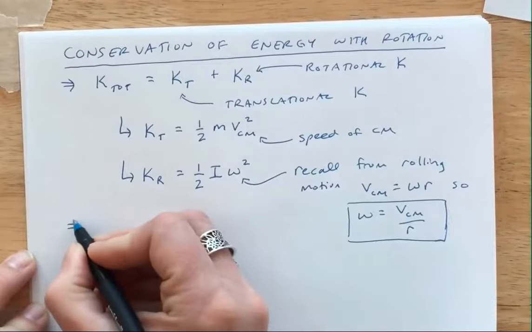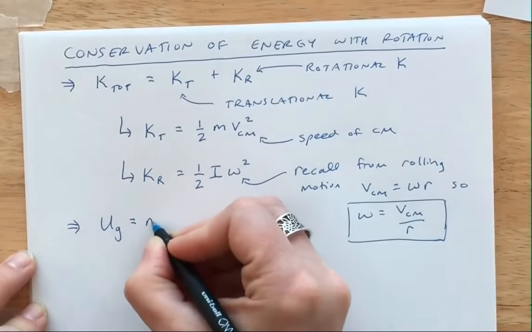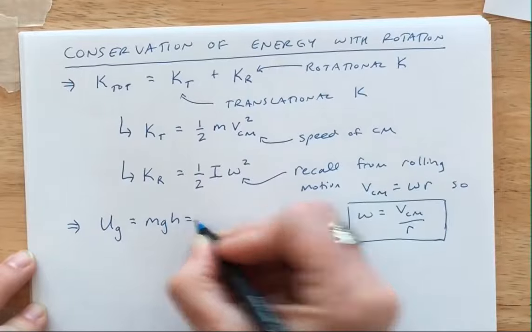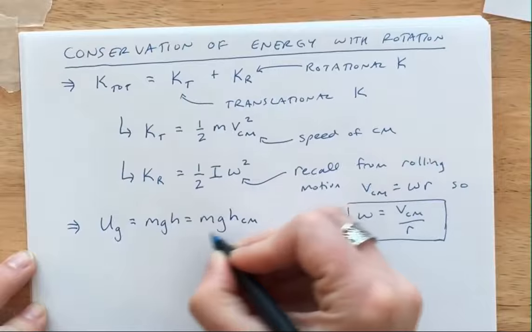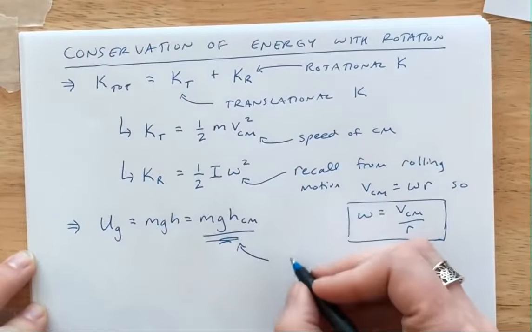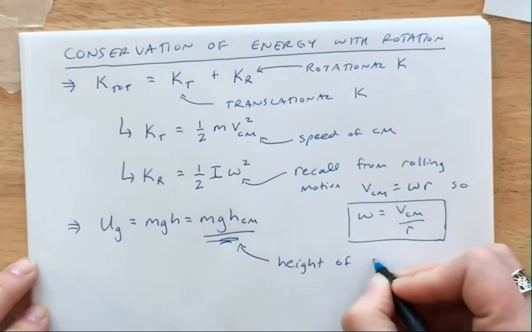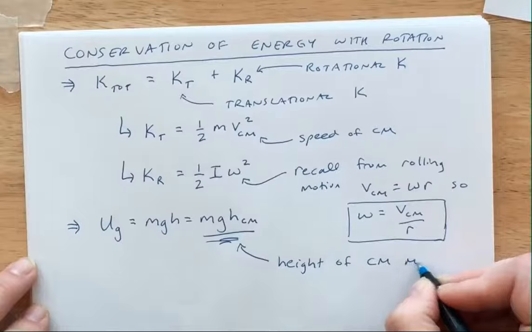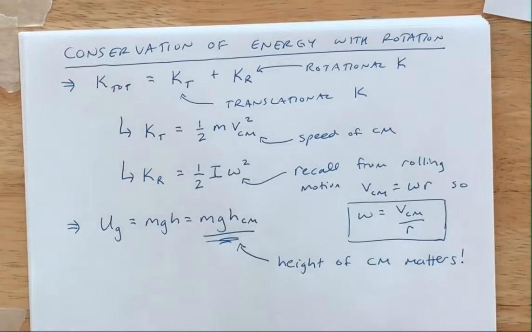The other thing that changes when we do conservation of energy is that gravitational potential energy, instead of mgh, becomes mg times the height of the center of mass. That's a commonly missed step, where it's the height of the center of mass that matters. So those are our main changes to conservation of energy with rotation.